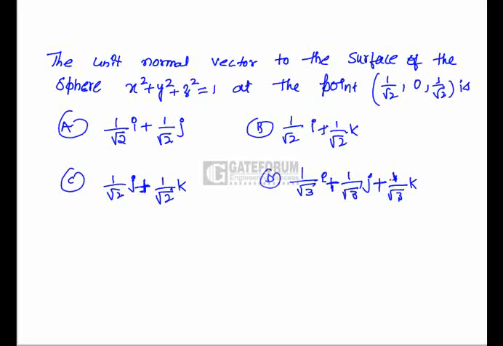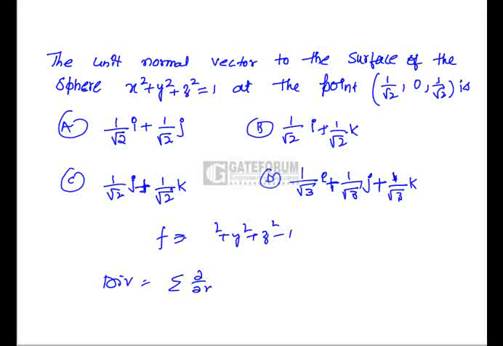Normal vector to the surface of the sphere x square plus y square plus z square is equal to 1 at the point 1 by root 2 comma 0 comma 1 by root 2 is. So we have to find the unit normal vector along a sphere whose equation is given and at a point 1 by root 2 comma 0 comma 1 by root 2. Now let us consider the function of the sphere as some f. Consider this function as x square plus y square plus z square minus 1. Let us find the gradient of this.